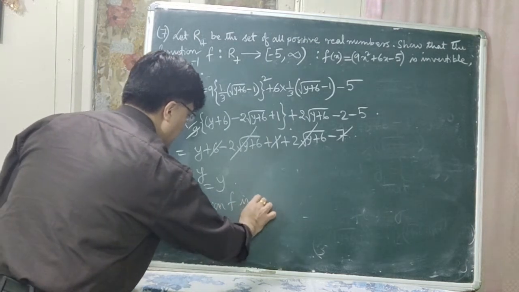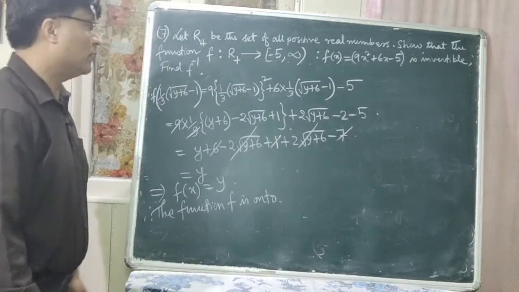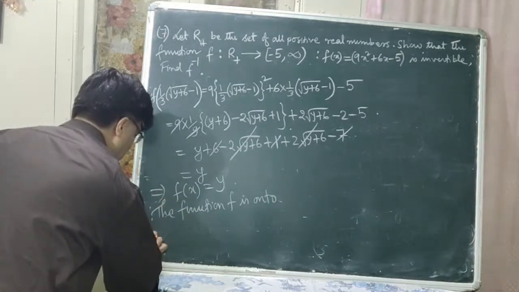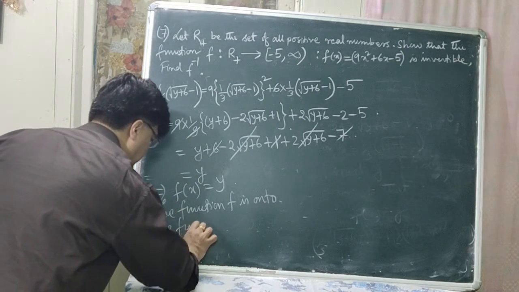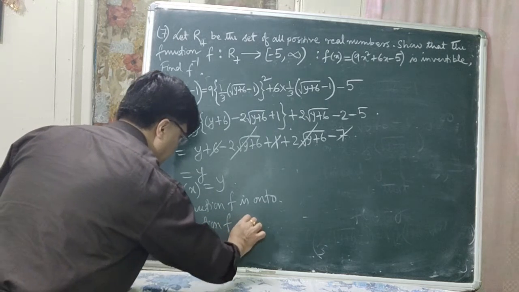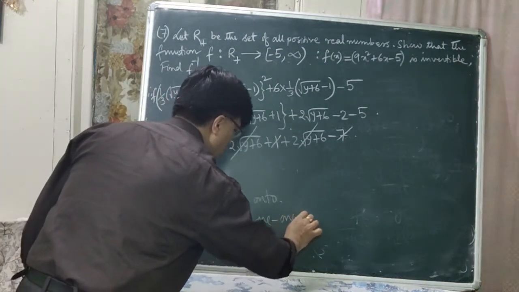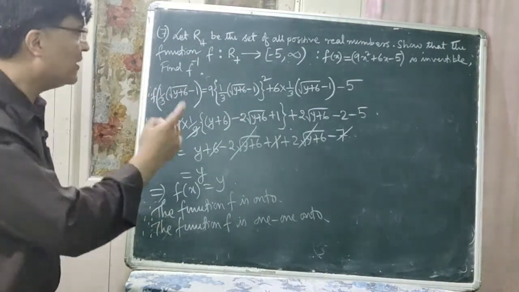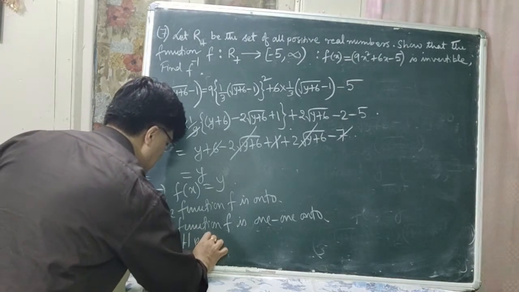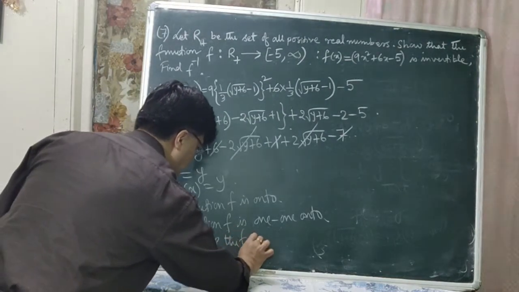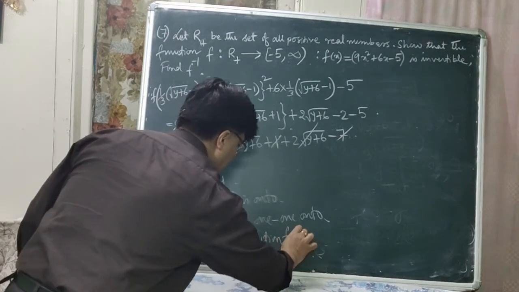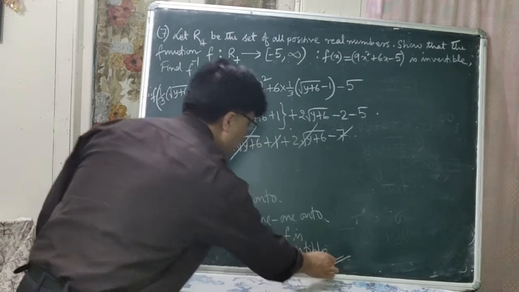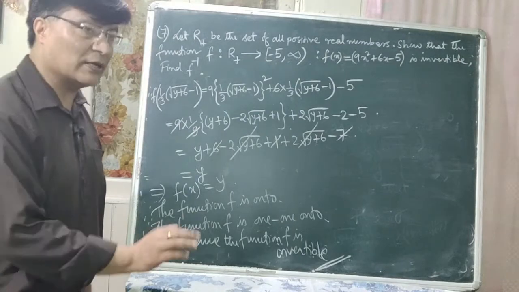Therefore the function f is onto. So I think you have understood it. Therefore the function f is 1-1 onto. Hence f is invertible. Hence the function f is invertible. So I think you have understood it.